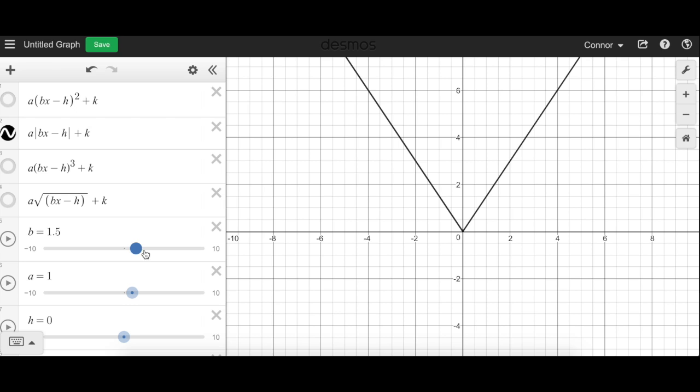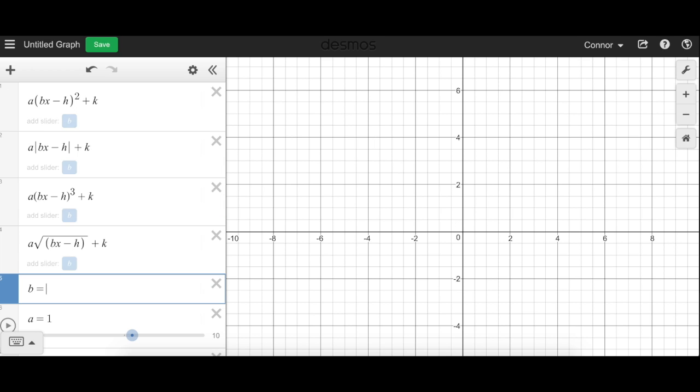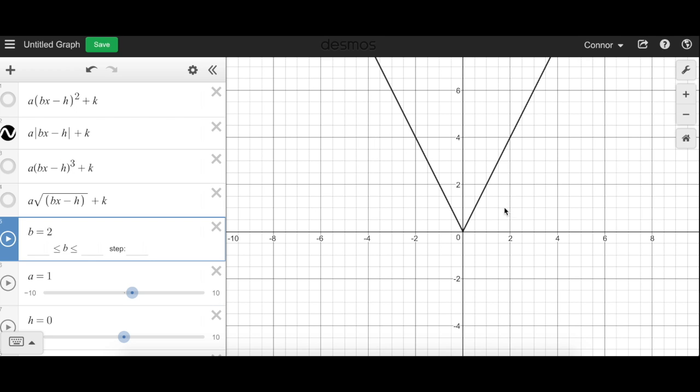Now if I were to make the b value 2, instead of it being 2, 2, or 4, 2, as it was when I doubled it, it will now become 1, 2. And that is a horizontal compression. It looks similar to a stretch, but it's a compression.